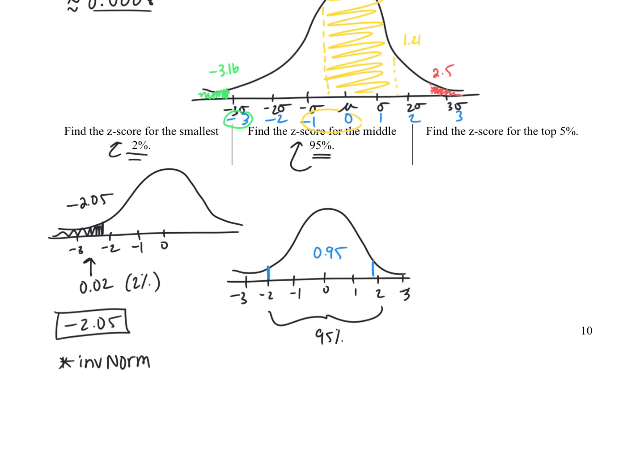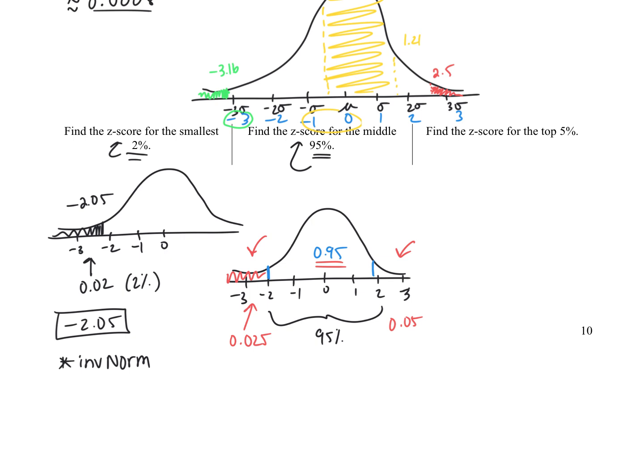On my calculator, though, my calculator will not do the middle. It will only do a lower probability. So I don't have a way of putting in 0.95. I need to correlate that with this lower tail. Okay, so if 95% of the data falls within those blue lines, 5% falls outside in this tail and this one, which means that tail on the left is 0.025.